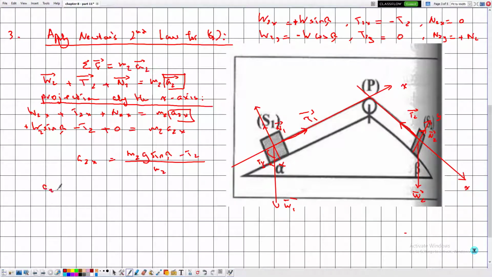And we know that A2 is equal to the square root of A2x squared plus A2y squared, and A2y is 0, no motion along the y-axis, so it is A2x. Then the acceleration A2 of the block is given by M2 g sine beta minus T2 divided by M2. Okay.